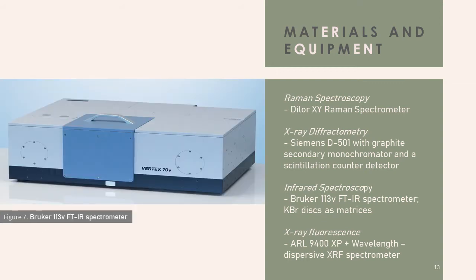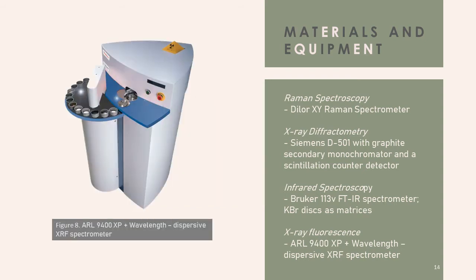Whereas shown in Figure 7 is the instrument used for the infrared spectroscopy analysis, which is the Bruker 113V FTIR spectrometer. On the other hand, an ARL 9400XP plus wavelength dispersive XRF spectrometer with a rhodium source was used for the X-ray fluorescence analysis of the samples. And now, let us proceed to the methodology, results and discussion, and conclusion.